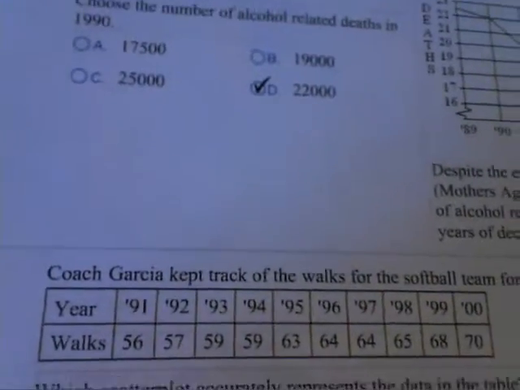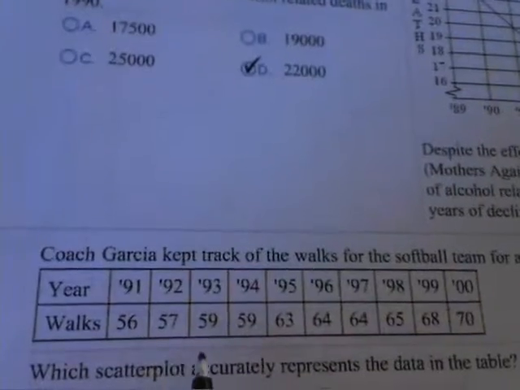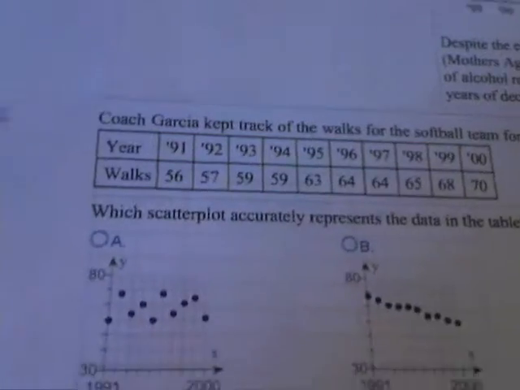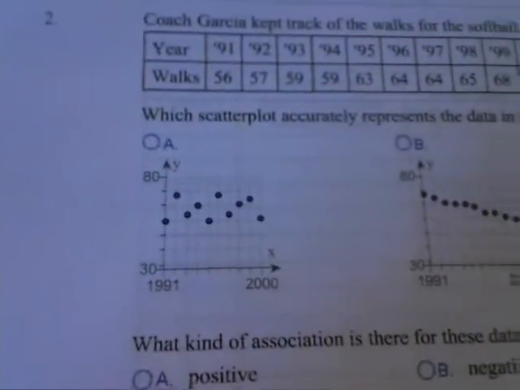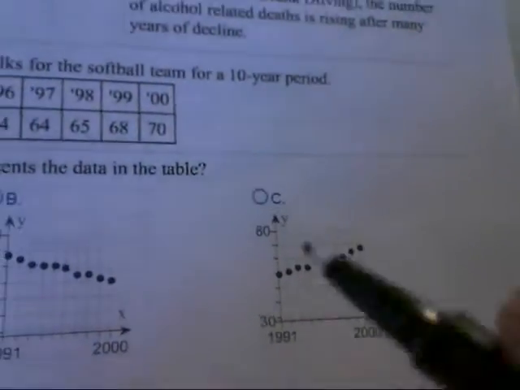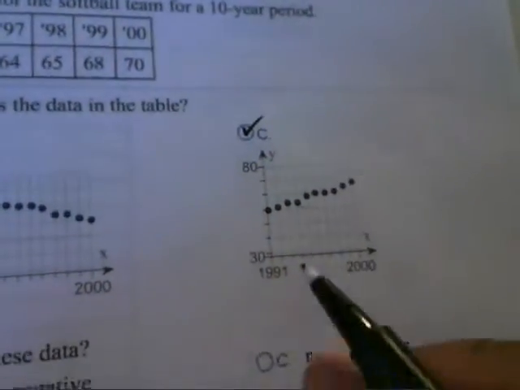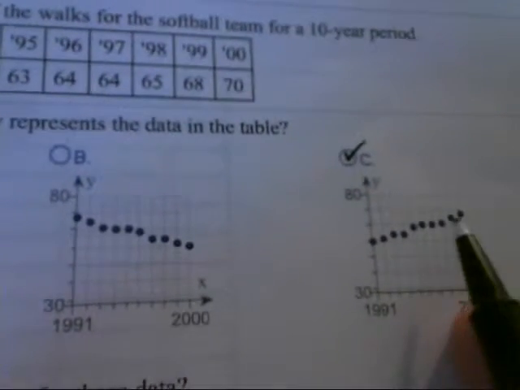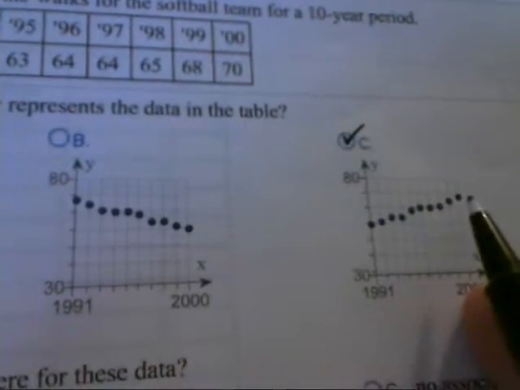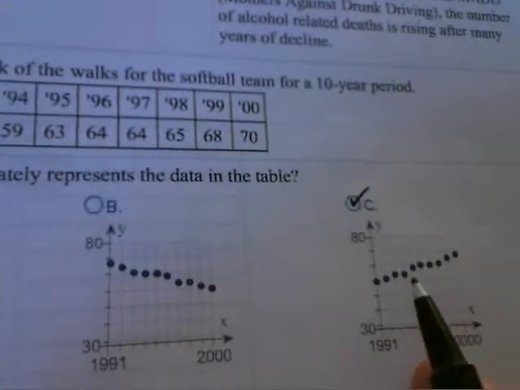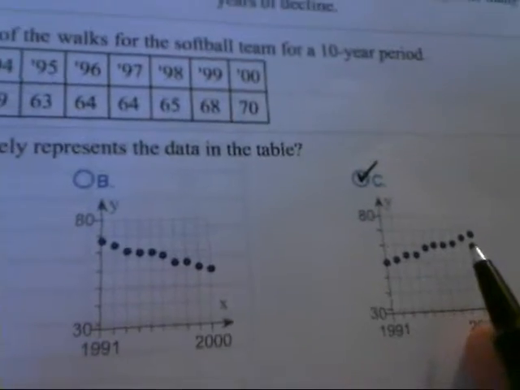Now looking at this table here, I see that the number of walks increases as each year progresses. So we know it cannot be A, and we know it can't be B. It will have to be C. Because as you can see, the number of walks increases in this table as the year progresses. So here, this looks like the best graph or the best scatter plot for this particular table that's given to us.